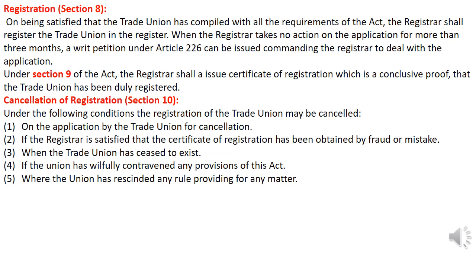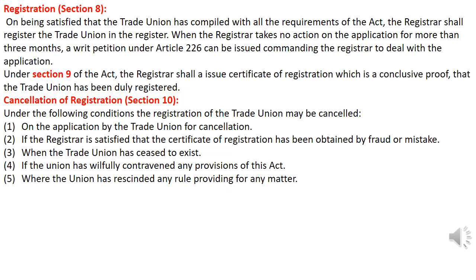Under section 9 of the Act, the registrar shall issue a certificate of registration, which is conclusive proof that the trade union has been duly registered. So section 9 says that all the applications you have submitted, we have thoroughly examined, and we are issuing a certificate of registration. So this is conclusive proof.